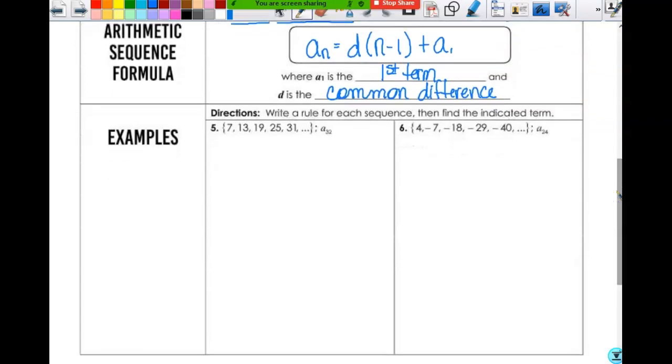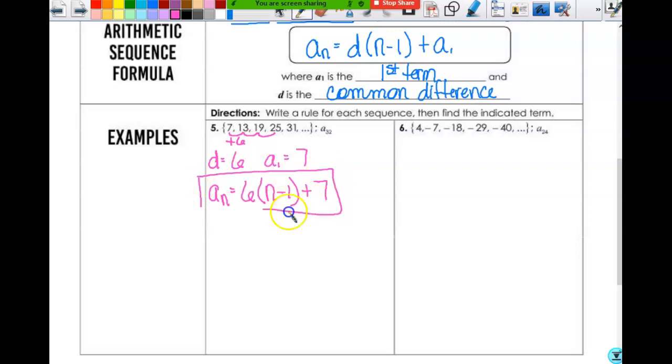So we're going to use that to write our rules like it tells us to. It says write a rule for each sequence, then find the indicated term. So what I need to write this is the common difference. So the common difference here, what am I doing? Adding 6, right? I'm adding 6 each time, so d is 6. The first term is 7. That's pretty easy to figure out, right? So then a sub n is equal to the common difference, which is 6, times n minus 1 plus 7. There's your rule in terms of n. You don't even have to distribute or anything.